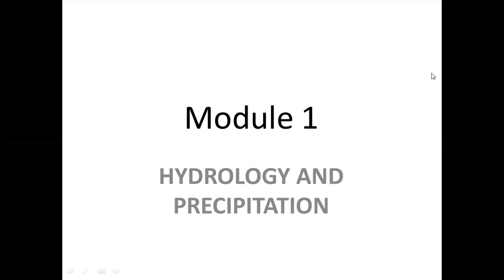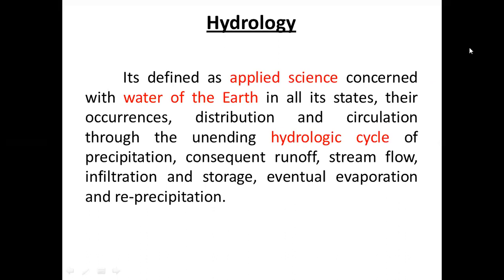So hydrology is defined as an applied science which mainly deals with the study of water on earth in its various states, and that occurs, that is distribution, circulation through the hydrological cycle of precipitation, then runoff, stream flow, infiltration and storage, eventual evaporation and reprecipitation. That is nothing but the hydrological cycle. So basically hydrology, hydro means water. Okay, so hydrology is nothing but the study of the water in different states.